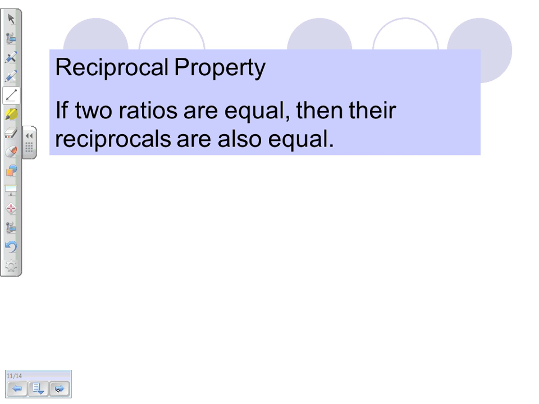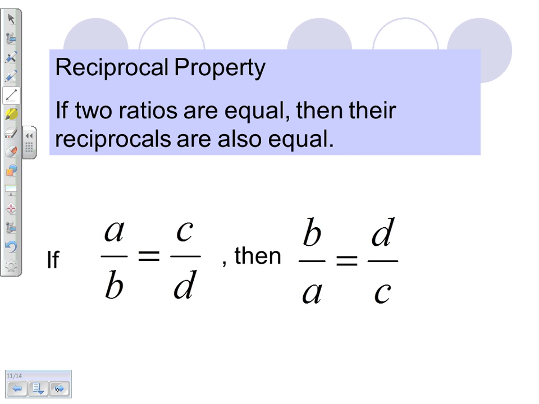You can always flip them over, but if you flip one over, you have to do the other one. Just like most rules of algebra, whatever you do to one side, you've got to do to the other. So you can't just pick and choose. Using our letters, if A over B equals C over D, then B over A equals D over C.